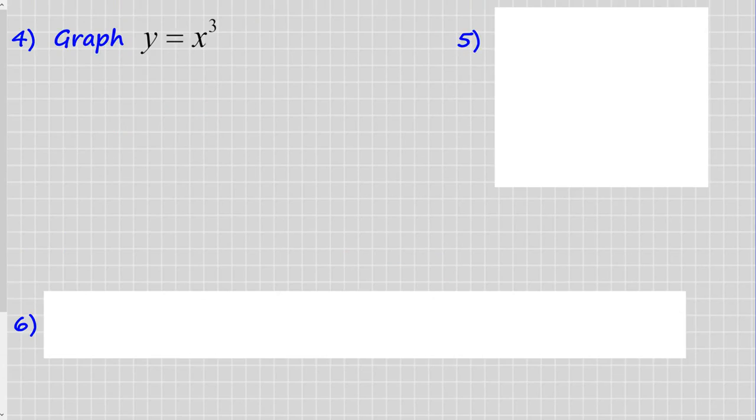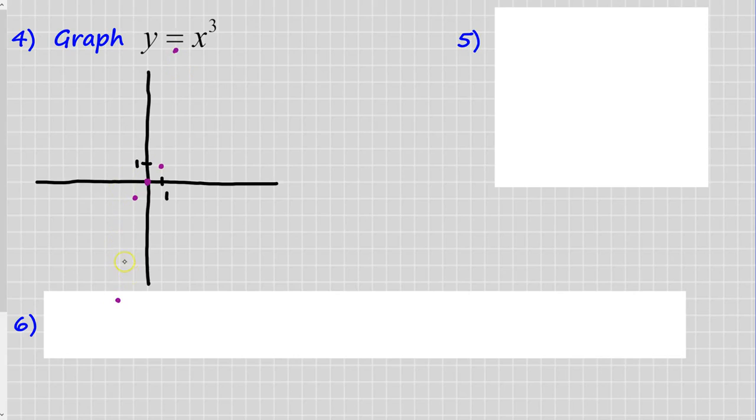Now let's do the same kind of thing for y equals x cubed. So we studied cubic functions in the last chapter. And if we want to plot a few points here, we could plot 0, 0, 1, 1, negative 1, negative 1, 2, 8, negative 2, negative 8. Kind of didn't give myself enough room for that. Whoa, let's try that again.